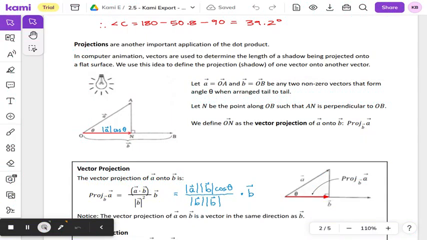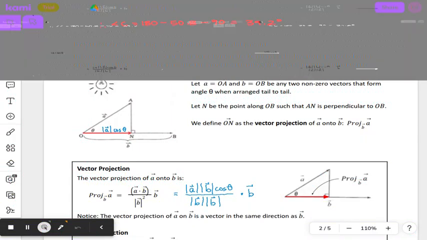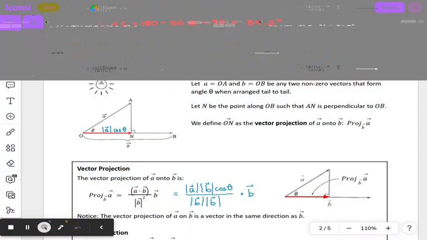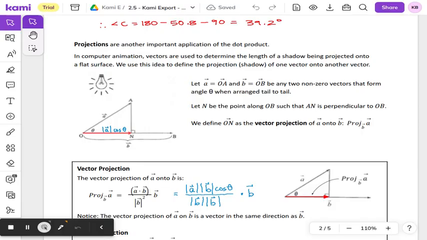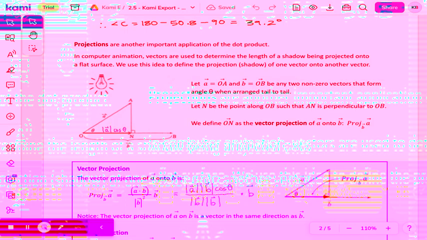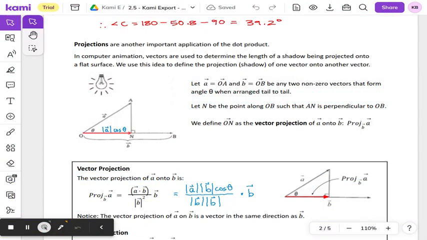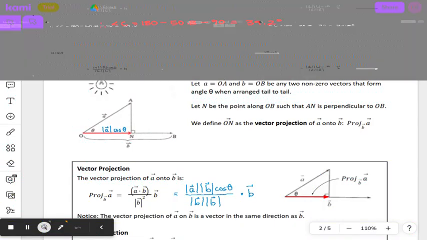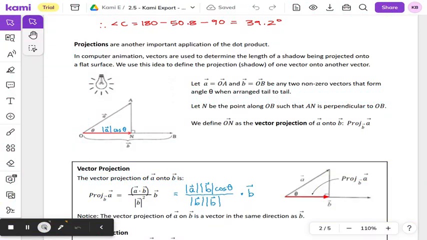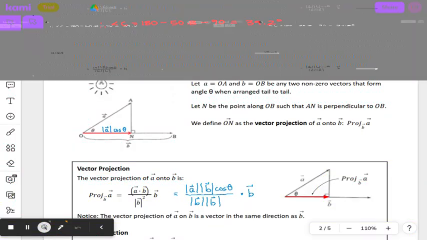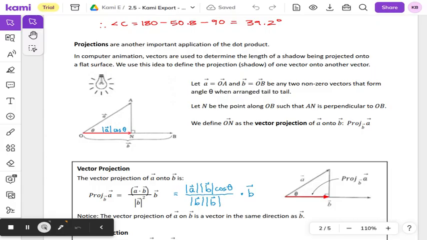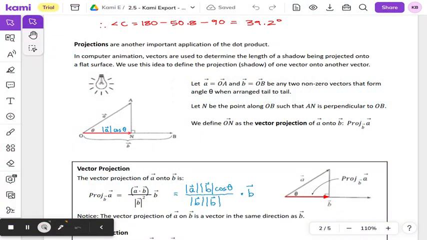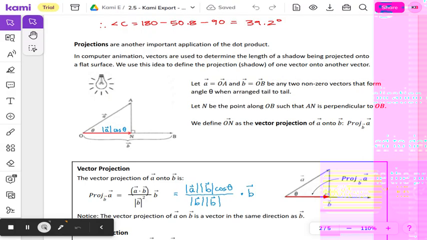So the idea about a projection is that it is basically the shadow cast of one vector onto another vector. You can see that vector A, which is at an angle of theta degrees from vector B, with B lying horizontally, casts its shadow onto vector B. And it's essentially the horizontal component of vector A. I've indicated it in red.